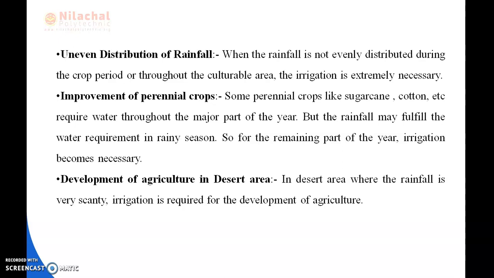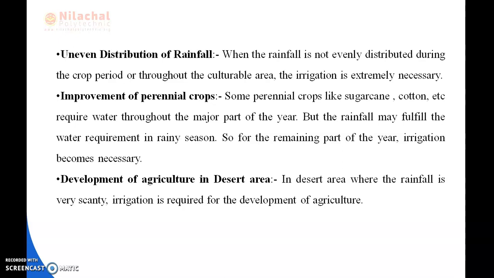Some perennial crops like sugarcane, cotton, etc. require water throughout the major part of the year, but the rainfall may fulfill the water requirement only in the rainy season. So for the remaining part of the year, irrigation becomes necessary. In your mind it may be coming, what do you mean by perennial crops? Perennial crops are those crops which can grow all the year, throughout the major part of the year, like sugarcane and cotton. Rainfall may fulfill their water requirement in the rainy season, and for the remaining part of the year, irrigation is needed.